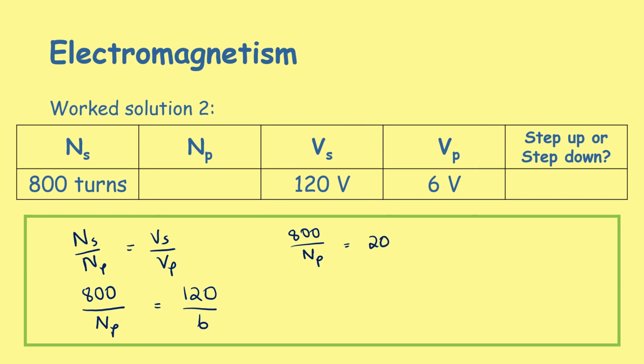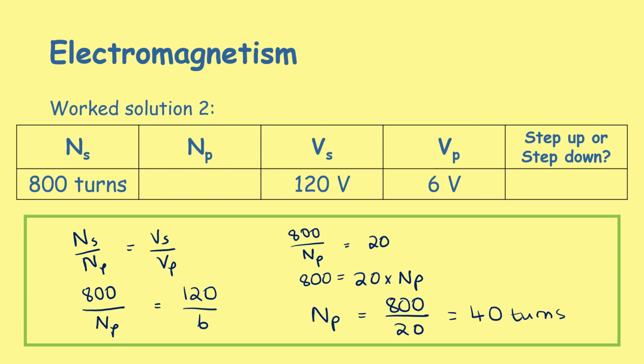We want NP to be by itself. We don't want it to be the denominator of a fraction, so we want to take NP up onto the right hand side by multiplying. So 800 equals 20 times by NP, but now we have a 20 next to the NP and we want the NP by itself. So we can take the 20 and divide it on the left hand side. So NP equals 800 divided by 20, and so our final answer is 40, and that's turns again.